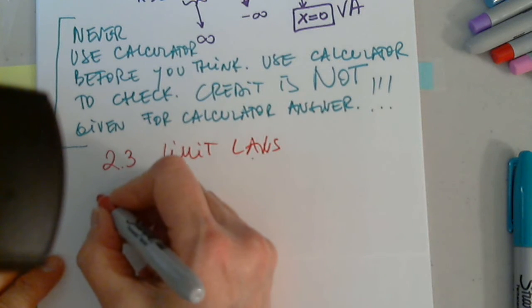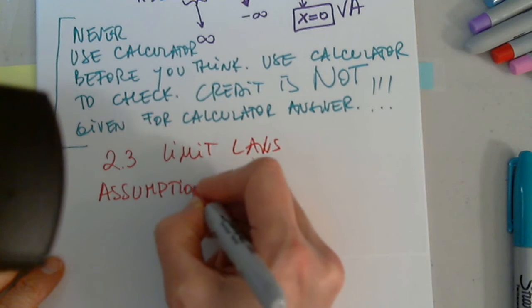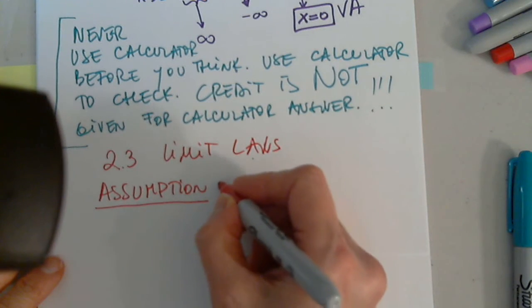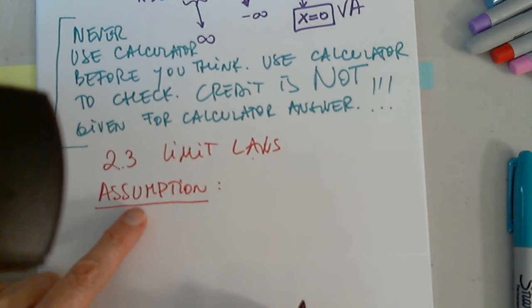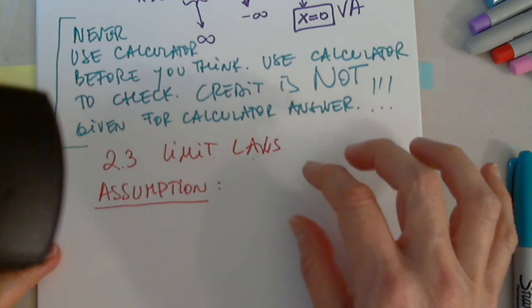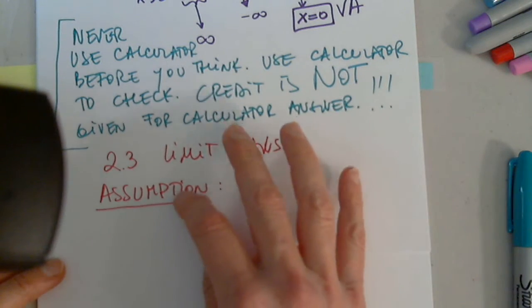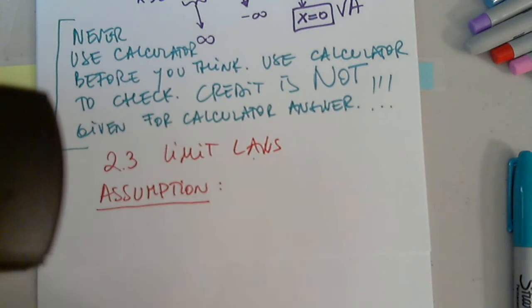So first of all, assumption. The assumption is extremely important. This is something that is like you cannot drive a car if it doesn't have an engine unless you push it, right? So the assumption has to be checked at all times. Without the assumption, the limit laws fail.